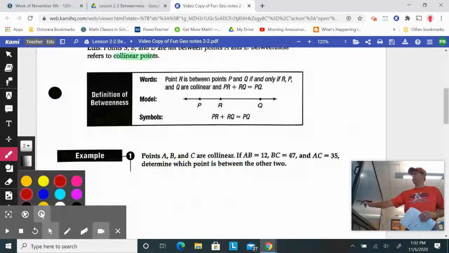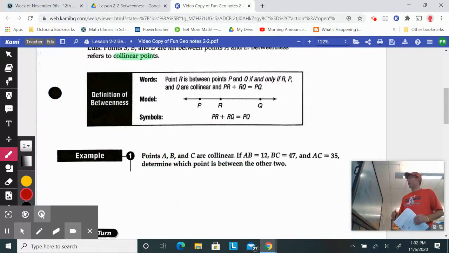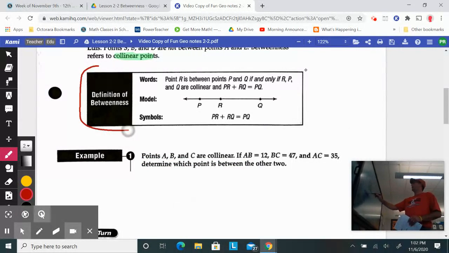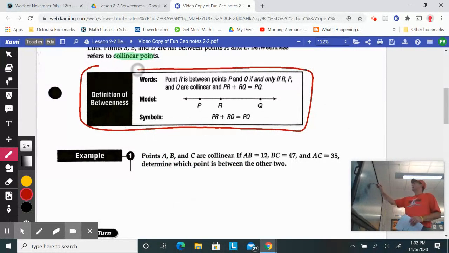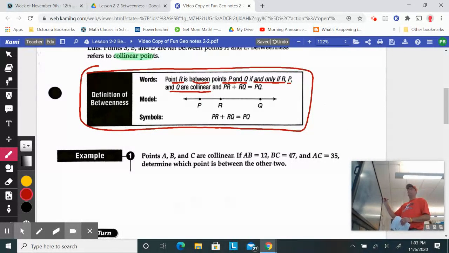Let's move on. Okay, here's the most important part of the lesson, the definition of betweenness. Point R is between points P and Q if and only if R, P, and Q are collinear. They're all in the same line. We just talked about that, have to be in the same line. And the distance of P to R added to the distance of R to Q is equal to the distance of P to Q.